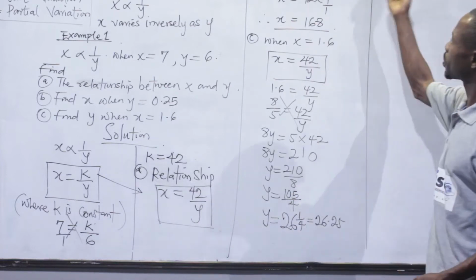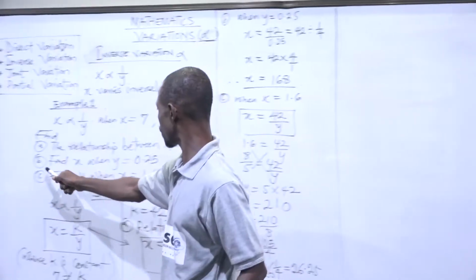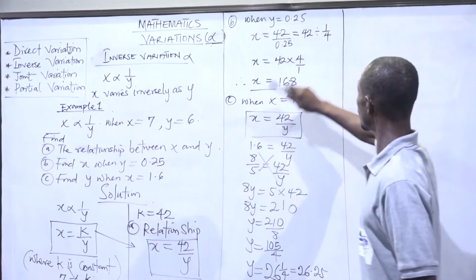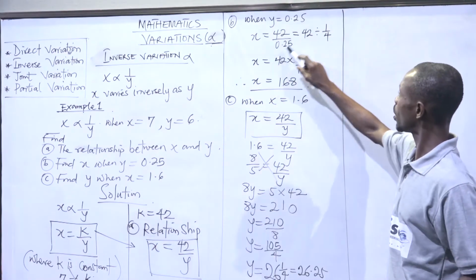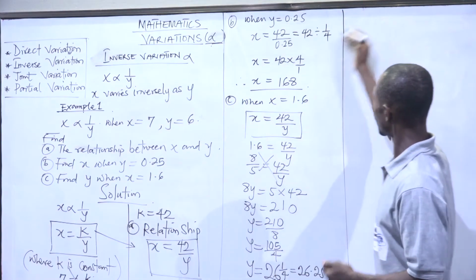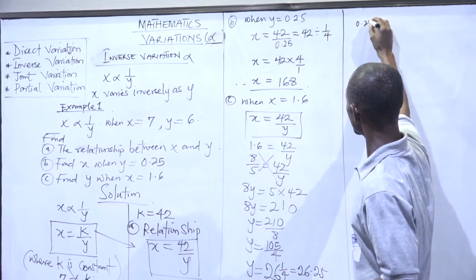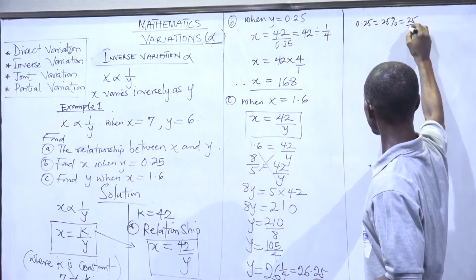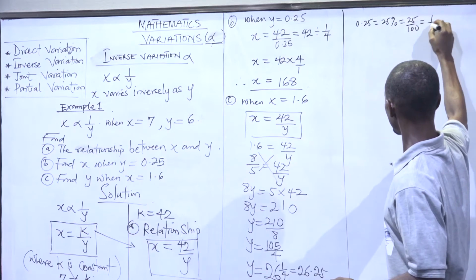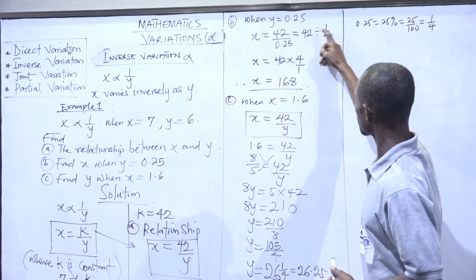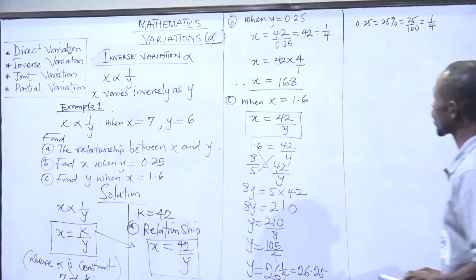And likewise, from question B, they said, find x when y is 0.25. We're able to change 0.25 to 1/4. I think I've shown you somewhere that 0.25 is the same as 25%, which is 25 over 100, which is 1/4 if you take it to the lowest term. So we change the division and we get our final answer there.